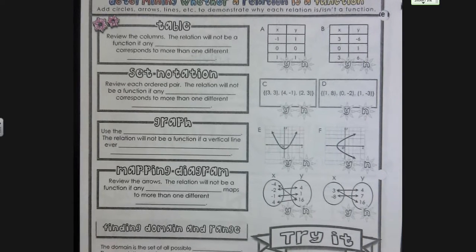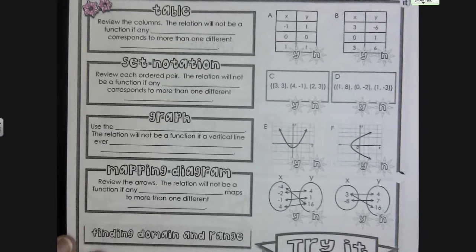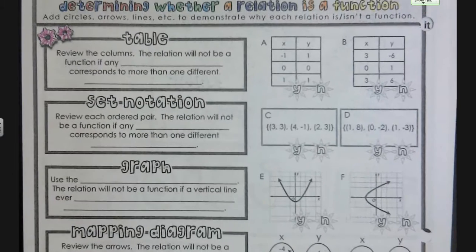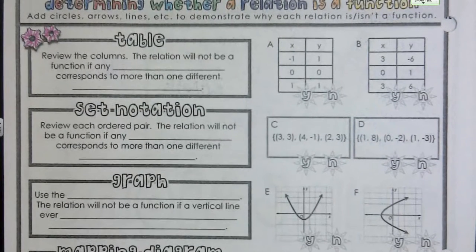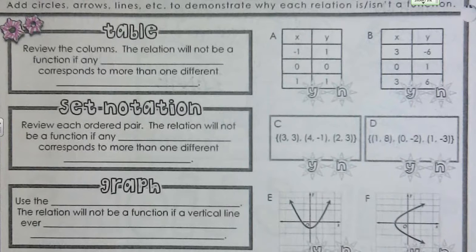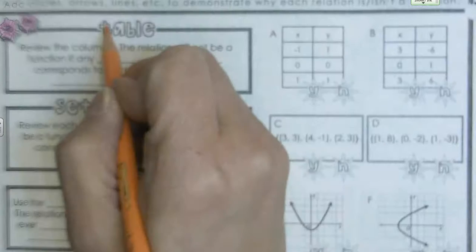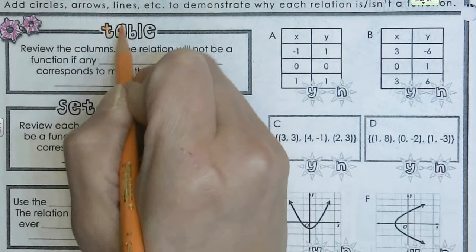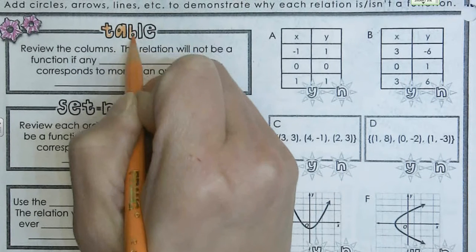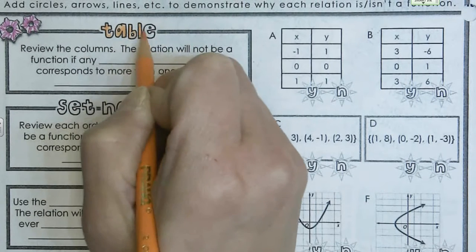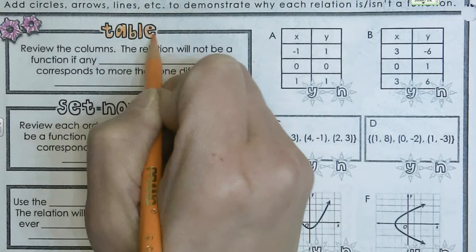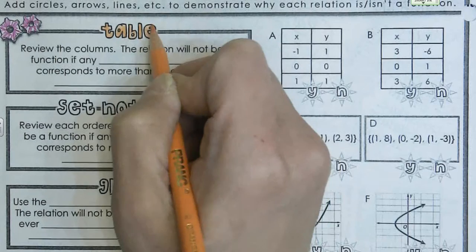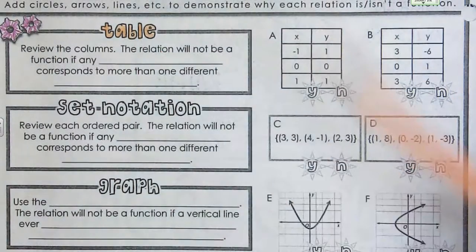So the first thing that I see is a table. We're going to specifically be looking at A and B. When I look at my table, I'll make sure that it stands out so I can find it. We've worked with tables on the first side of this as well, so it's a little bit of review. But what we're going to first do is review the columns.